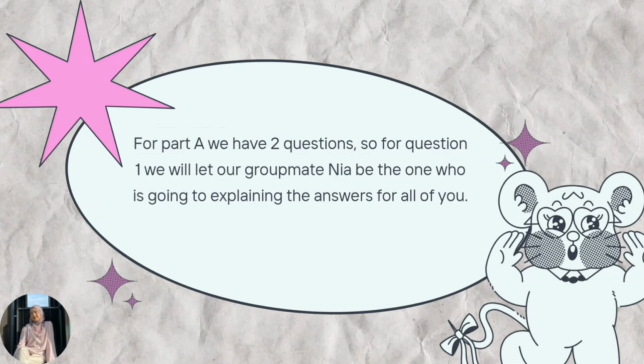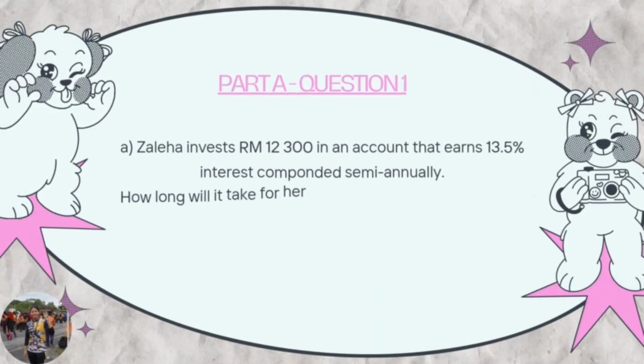For question 1, we will let our groupmate Nia explain the answers for all of you. Part A, question 1. A. Zilha invests 12,300 in an account that earns 13.5% interest compounded semi-annually. How long will it take for her investment to double in value?